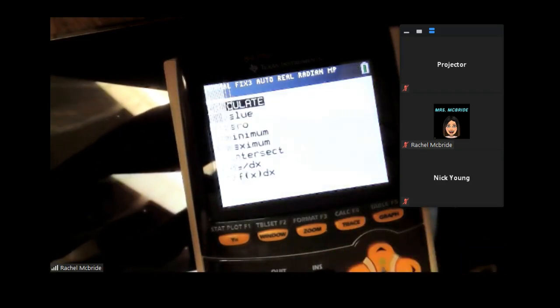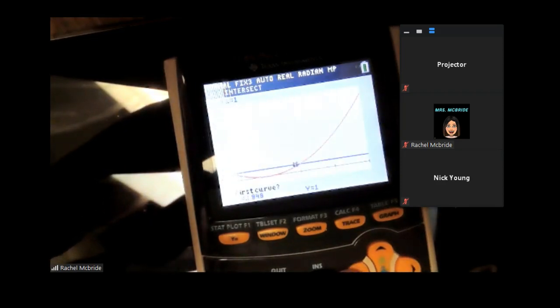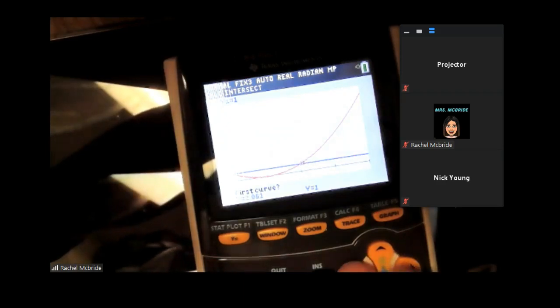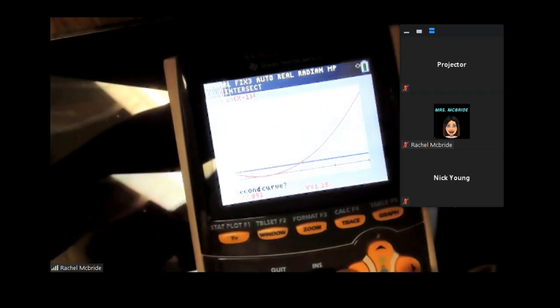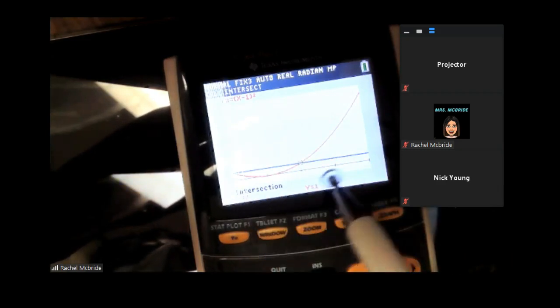So what you'll notice is you can go down to intersect. You can move your cursor along the first line, so in this case my blue, hit enter, move it along the red, hit enter a third time, and we see that the graphs intersect at 2, 1.